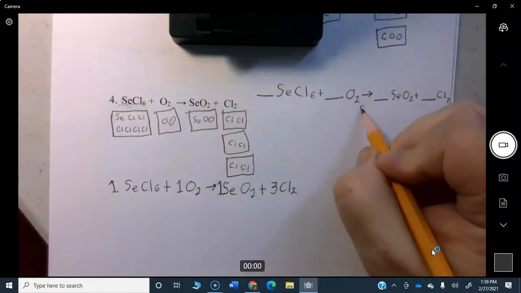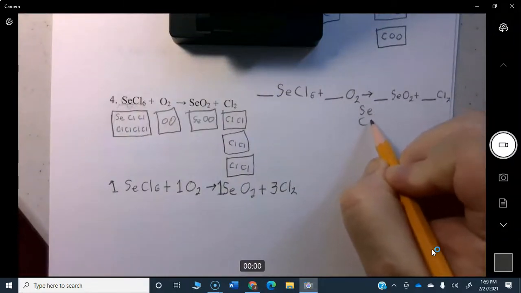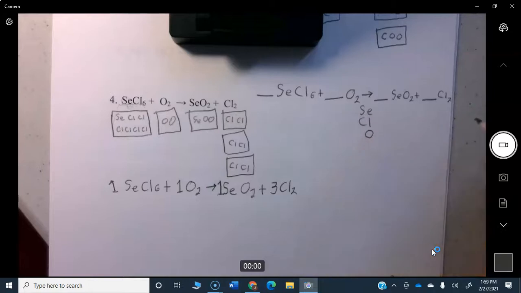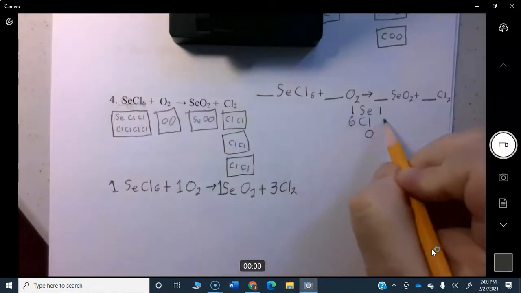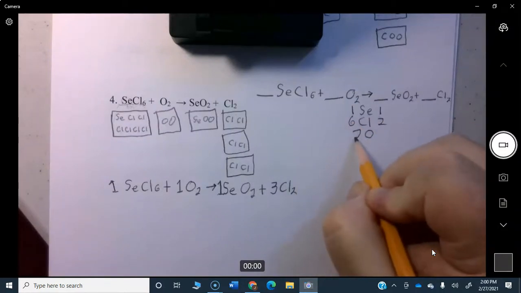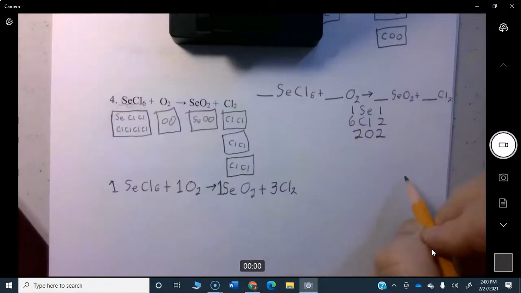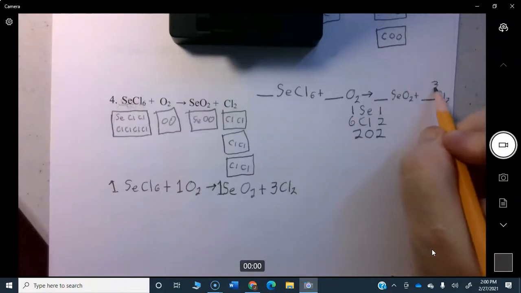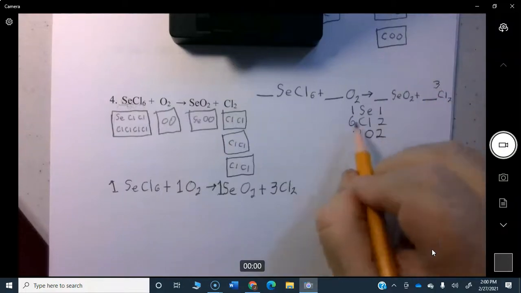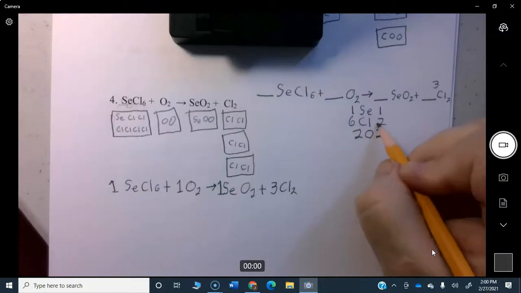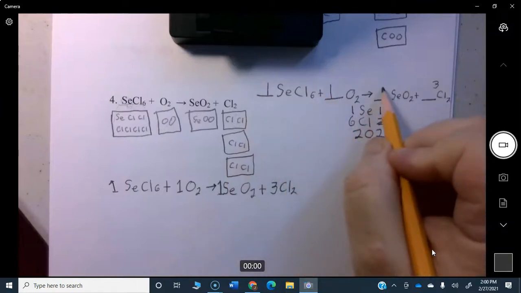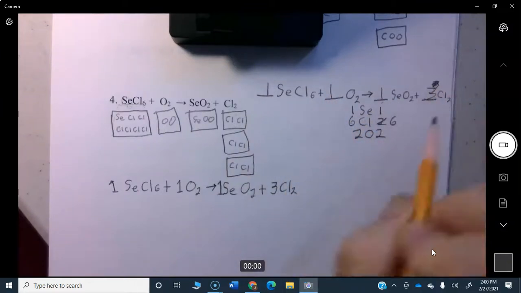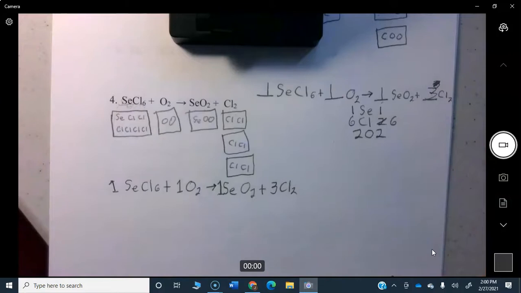So we're going to write the elements down below the arrow. All right, Se is 1 and 1, Cl is 6 and 2, O is 2 and 2. The only thing we need to balance is the chlorine. We're going to put a 3 there. 3 times 2 doesn't throw anything else out of balance. And that's it. So it's 1, 1, 1, 3. And that takes care of that. All right. Okay, let's keep going.